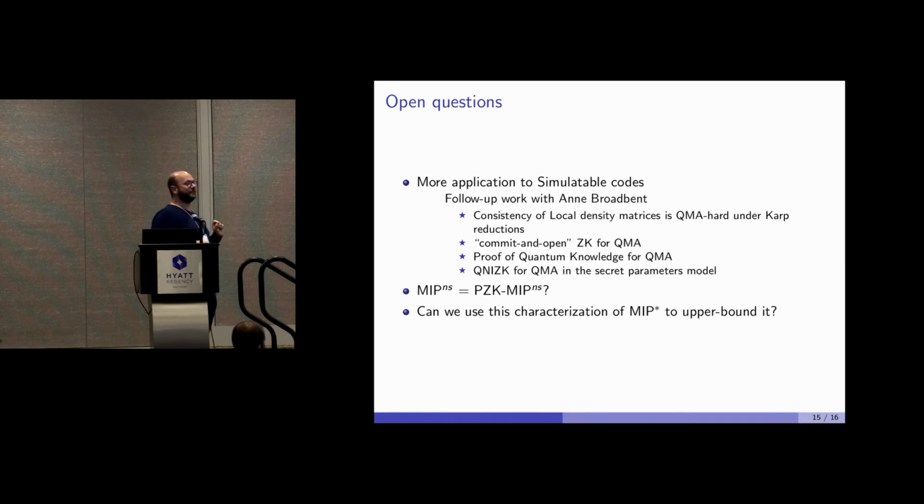So we indeed found some more applications of simulatable codes. In particular, we showed that this problem of consistency of local density matrices is QMA hard under Karp reductions. It seems very technical, but the idea is that this problem was shown to be QMA hard under 2 reductions, and it has been an open problem for 13 years. So using this framework, we can show that it's also QMA hard. And for that, we can have more efficient zero knowledge protocols for QMA, making them closer to practice, in the sense that we can have more applications that use zero knowledge protocols as basic tools.